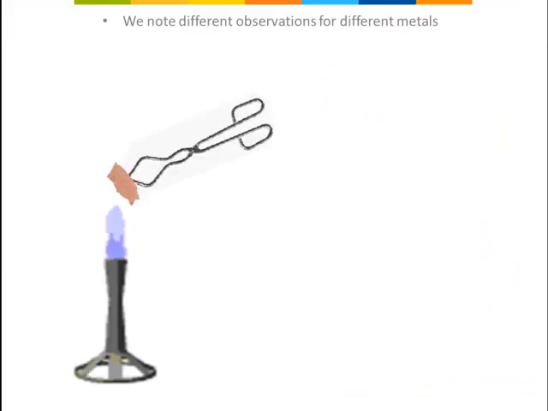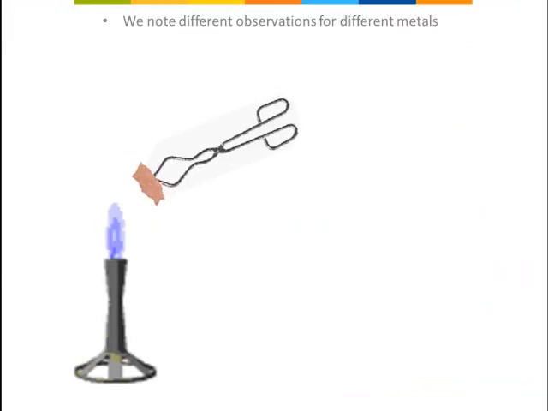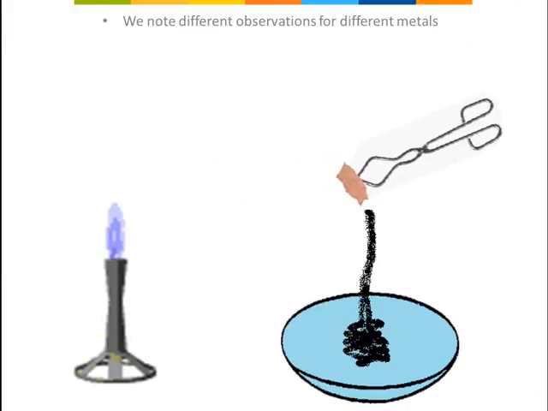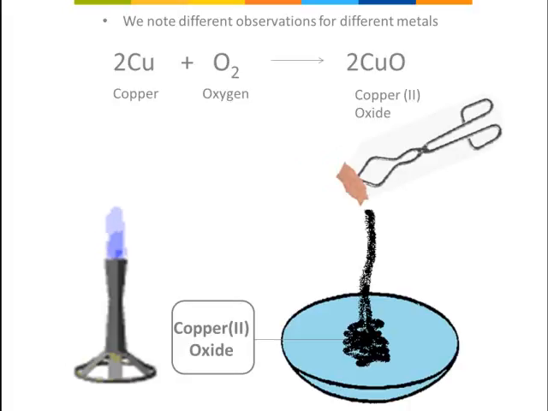First, let us consider copper. When copper is heated in the presence of air, it combines with the oxygen present in it and forms copper-2 oxide, which is black. Copper does not burn, but it gets coated with black coating. On prolonged heating, copper oxide can be collected.